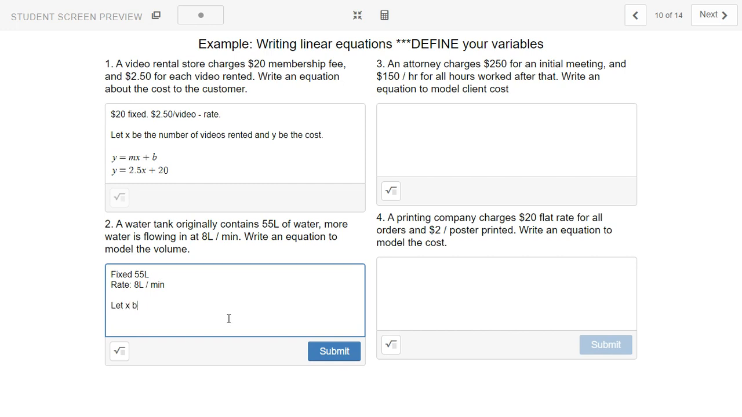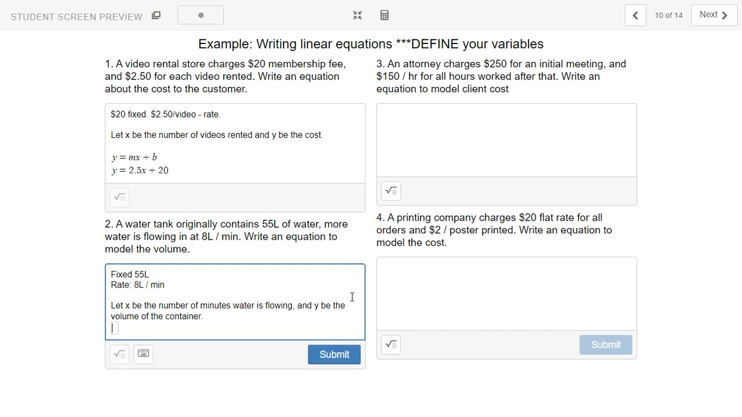So we could say let x be the number of minutes water is flowing, and y be the volume of the container. Let's substitute that in. We have y = 8x + 55.